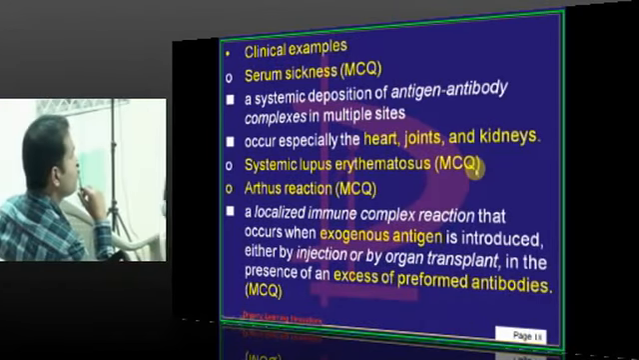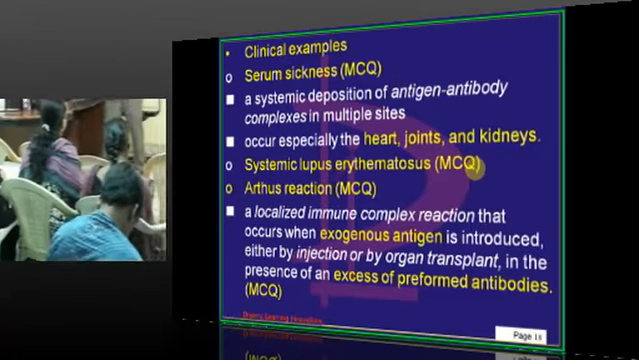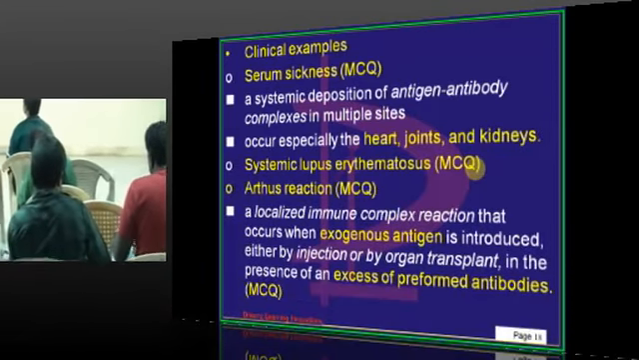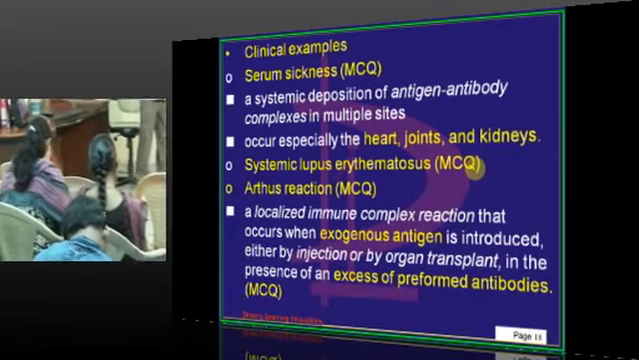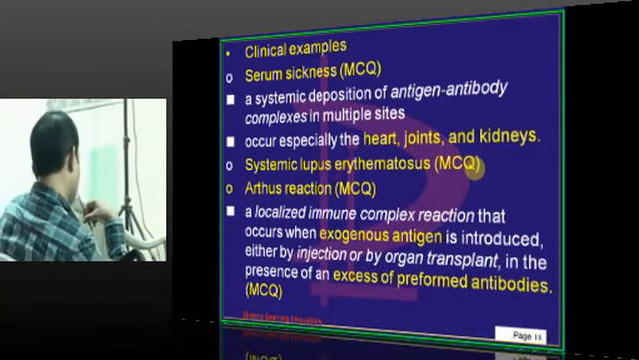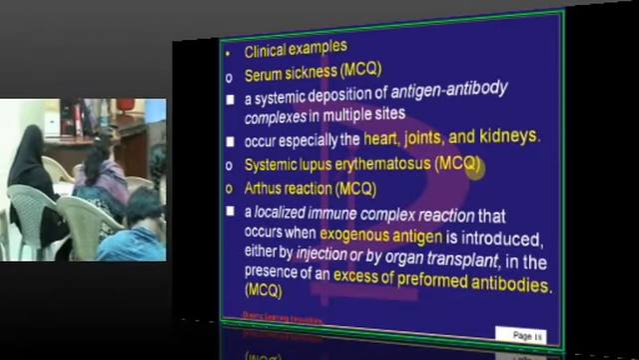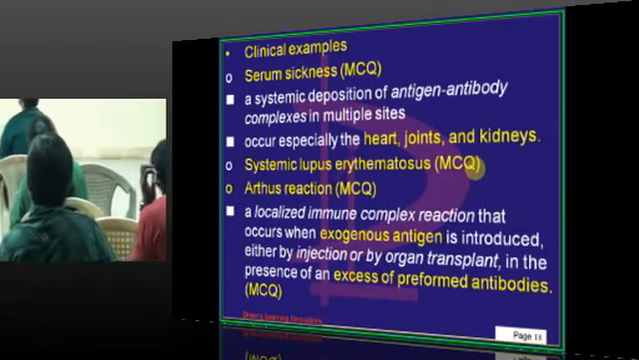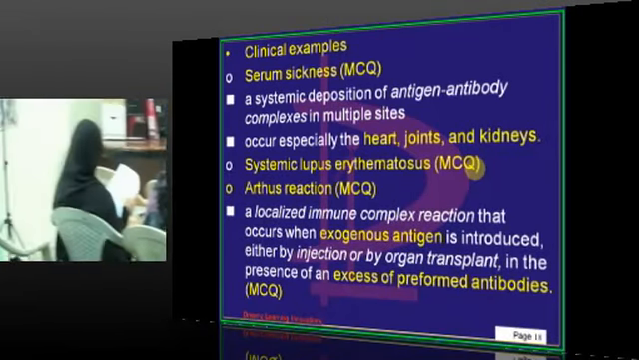So what are the examples of type 3 hypersensitivity, is my question to all of you, doctor. Serum sickness is a classical example of an immune complex reaction. Once upon a time, they used to give horse serum. For everything there was a horse serum available.